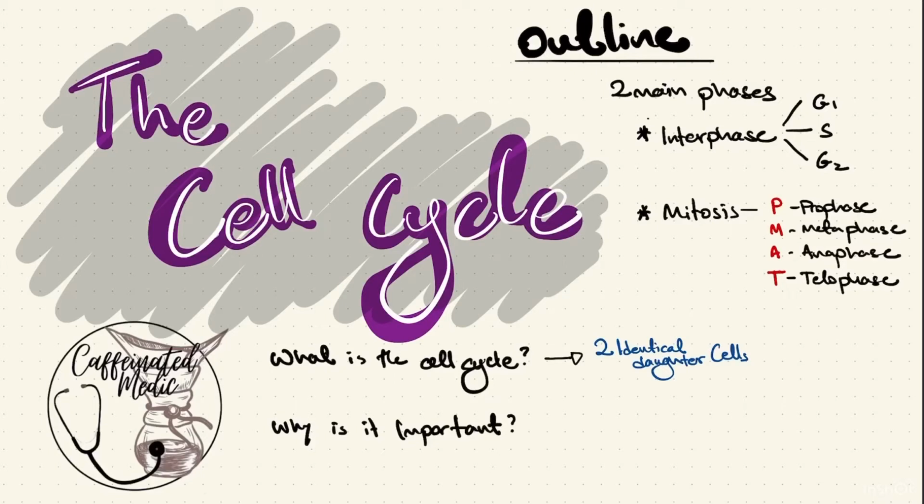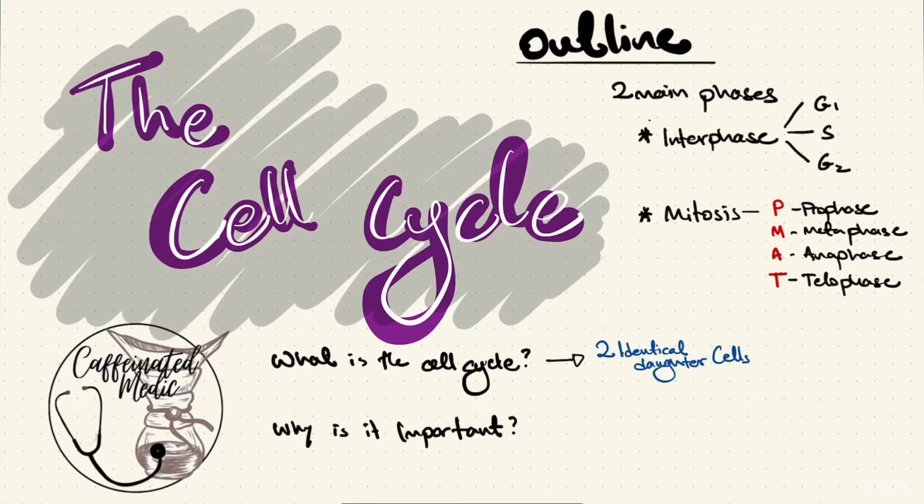In this video, we're going to be going through the cell cycle. Now, what is the cell cycle and why is it important? So, the cell cycle is a series of steps or phases that a cell needs to go through in order to produce two identical daughter cells. And we need new cells all the time. For example, we constantly shed skin cells that need to be replaced, and we also need new cells for growth and repair. The cell cycle is divided into two main phases, interphase and mitosis.